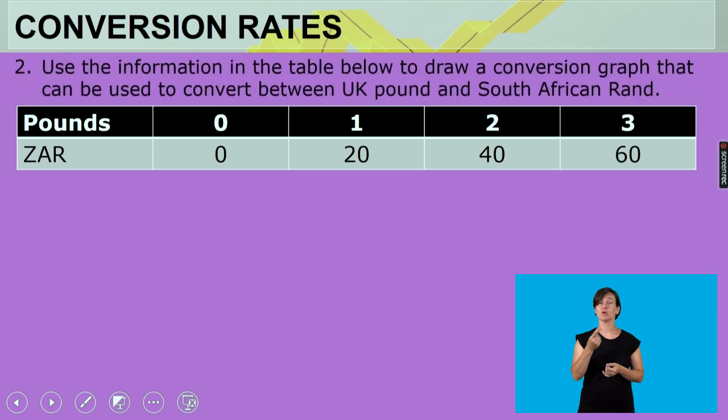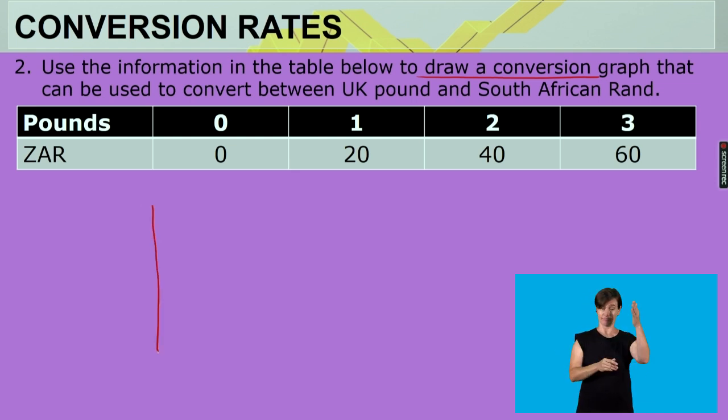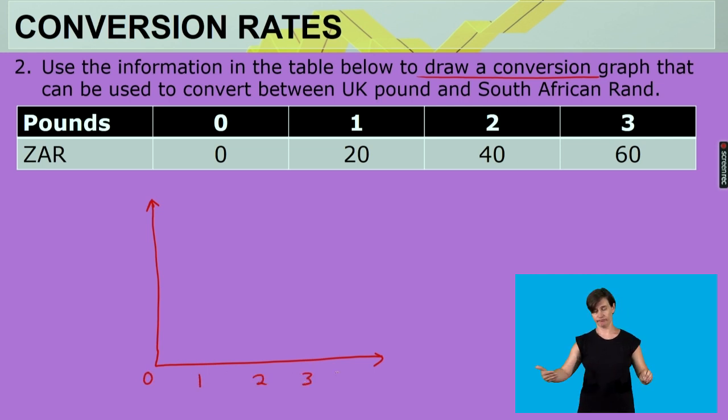Guys, now we'll be looking at our question that says, use the information in the table below to draw a conversion graph, right? That can be used to convert between UK pounds and South African rand. So I'm saying if you don't have any pounds, obviously you won't have any South African rand. And there we have 1, 2, 3, and so forth, right? So I'll start by saying, let's draw our axes, right? Okay, I'll indicate here, so origin, 1, 2, 3, 4, and so on.